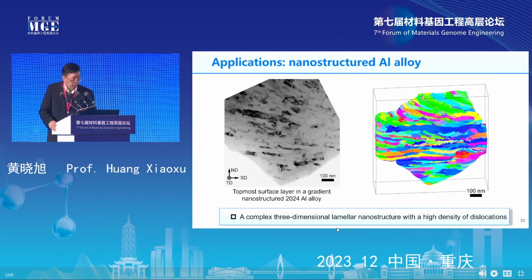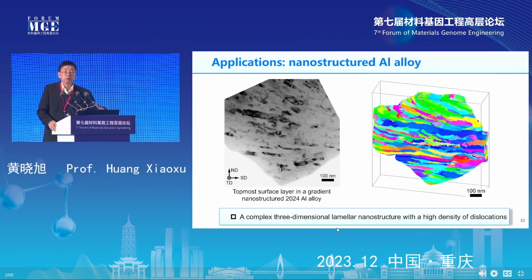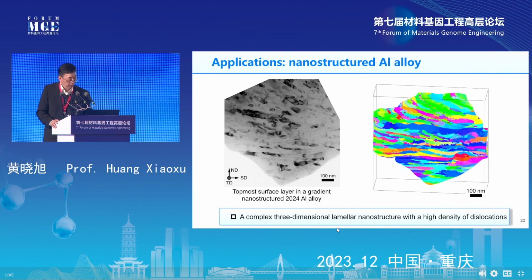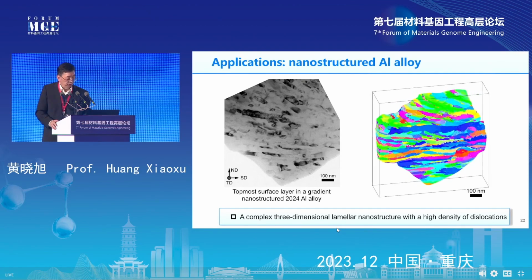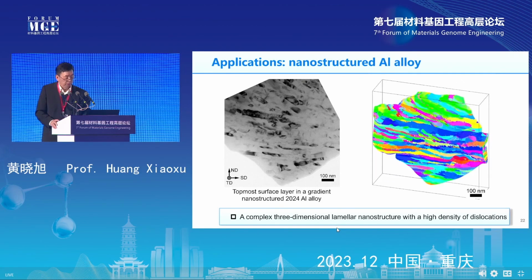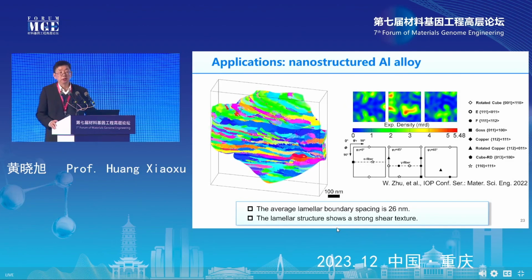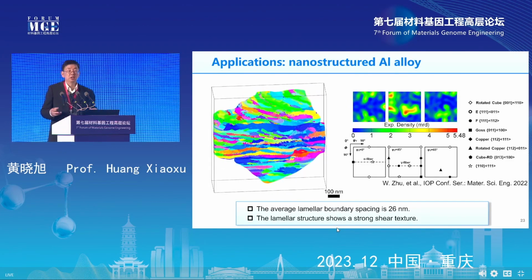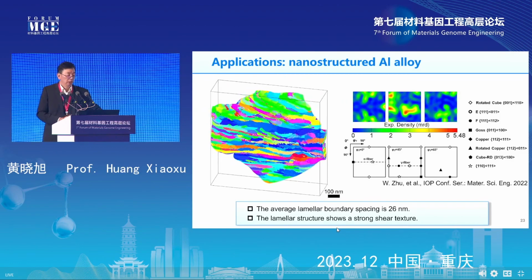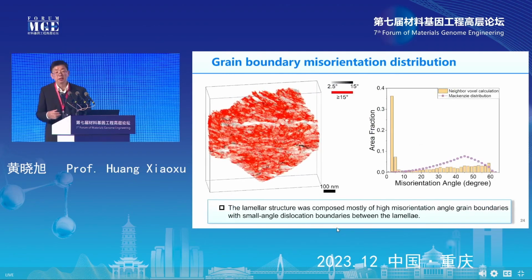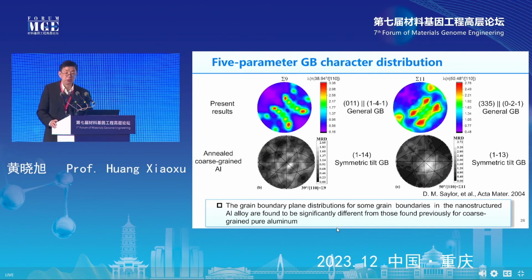Here is another example of 3D mapping for deformation-induced nanostructures. Here is deformed aluminum, where we take the sample from the surface nano grains and try to map out the nanostructures. The structure is more elongated, but the point is that this deformed structure contains a relatively high density of dislocations, and even for such samples our technique works. You can get the orientation map, and again analyze the grain shape, size, boundary misorientation, and boundary plane.